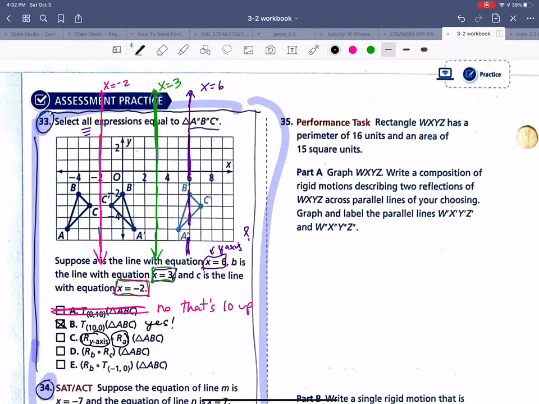So this is line A, this is line B, and this is line C. So it says reflected over the y-axis. Let's get that over there. So that would mean if I reflected this shape, then it looks like it's 3 away. So now it would just be 3 away here.